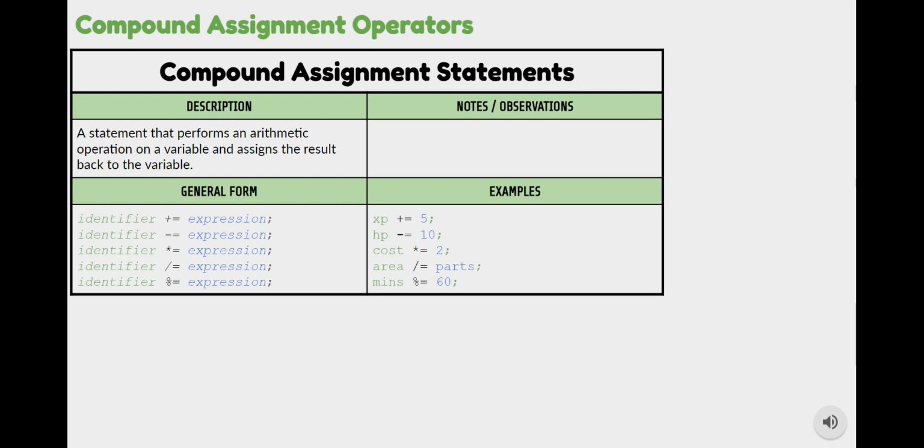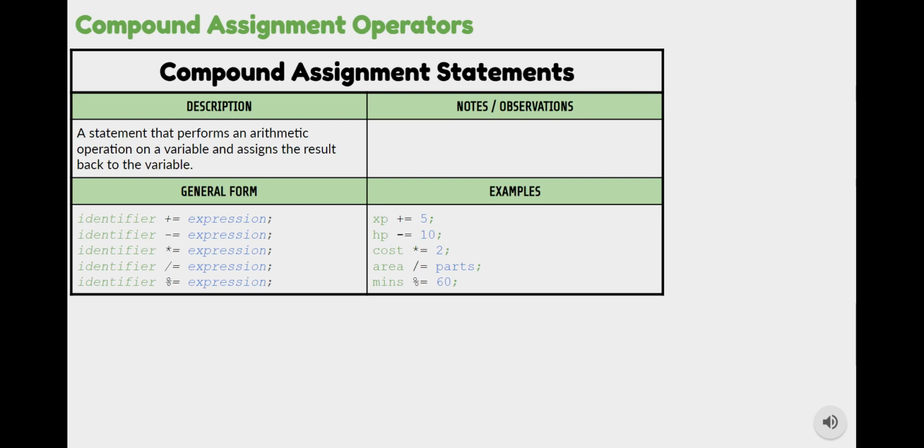For each one, you have a variable on the left-hand side. So you start off with the name of that variable. And then you have your compound assignment operator like plus equal, and then you have an expression on the right-hand side. That expression on the right-hand side will evaluate down to a single value, and then it will be added, subtracted, multiplied, divided, or modded into the variable on the left.